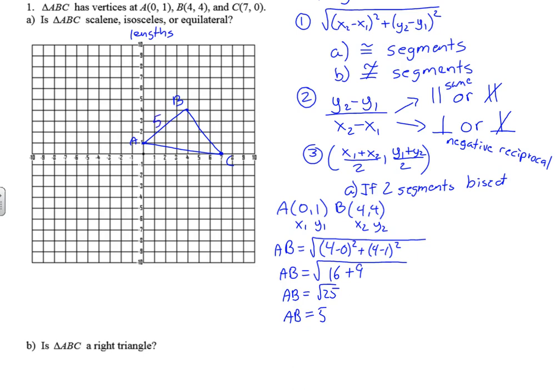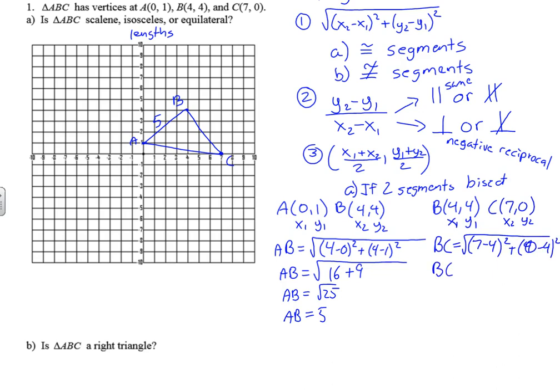I'm going to come over here next and do BC. Again, I'm going to bring my points into my workspace visually. B is 4, 4. C is 7, 0. New formula. I'm going to call this x1, y1, x2, y2. And so BC is going to equal x2 minus x1 quantity squared plus y2 minus y1 quantity squared. Take the square root. So 7 minus 4 is 3 squared. 0 minus 4 would be negative 4 squared.